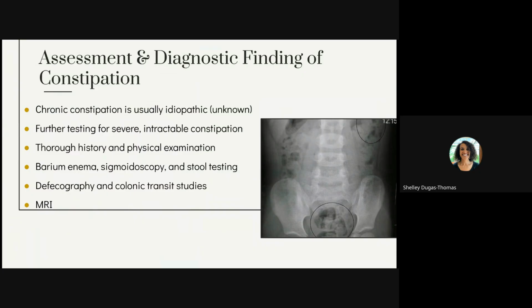You want to start with a comprehensive history and physical, then progress to increasingly sophisticated imaging and functional studies for refractory cases. Those are cases that won't actually resolve with normal medications. The goal is to identify the specific type of constipation, whether it's functional, slow transit, or defecatory disorder, to guide targeted treatments, since most chronic constipation has no clear cause and requires systematic evaluation.